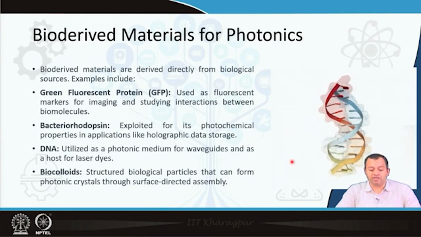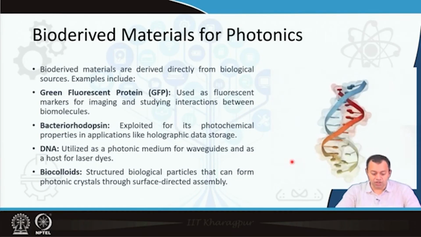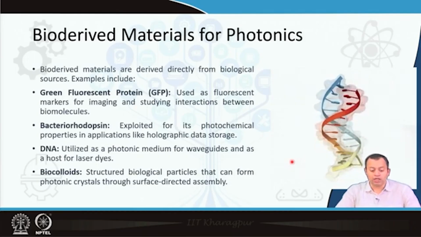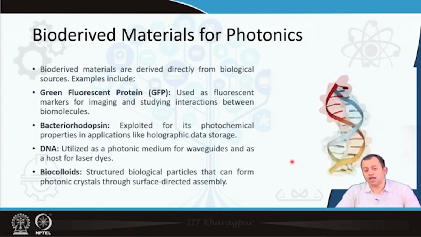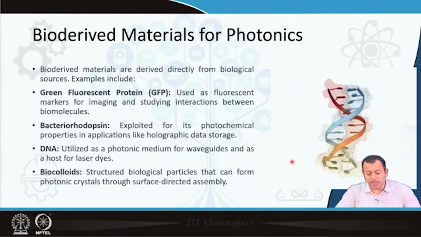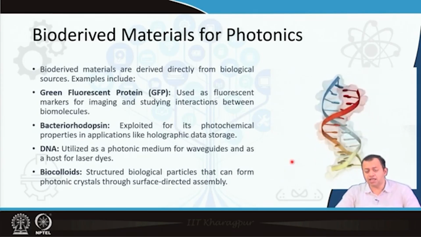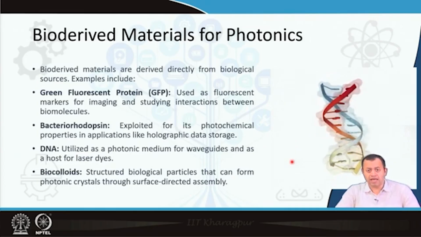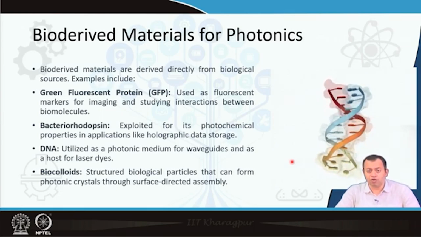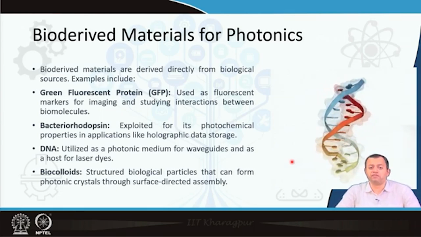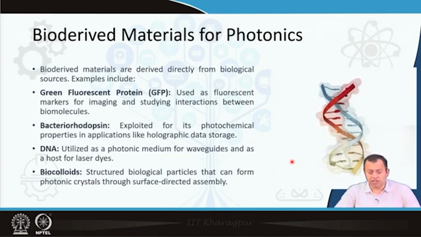So, what are bio-derived materials? Bio-derived materials are derived directly from biological sources. Several of them you already know. The number one being green fluorescent protein. This protein exists in jellyfish. We have extracted it and put it as a DNA template inside different animals, mice specifically, and tried to see in vivo, in life, different areas. You shine light on them, they emit green light.